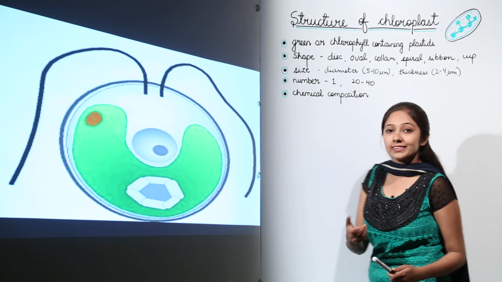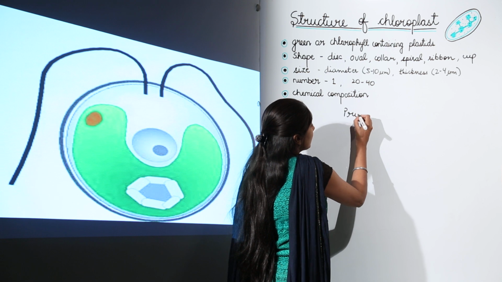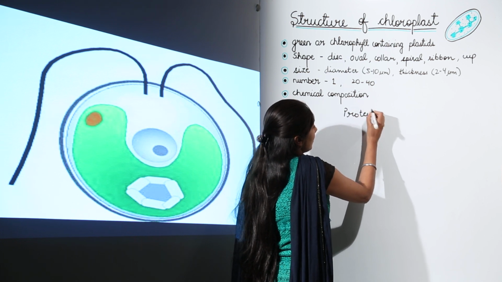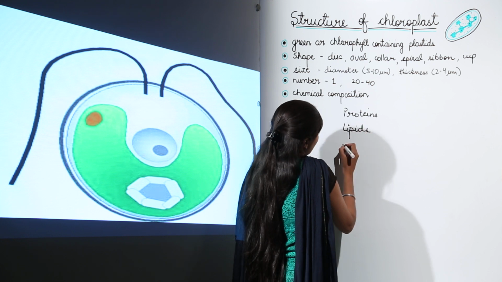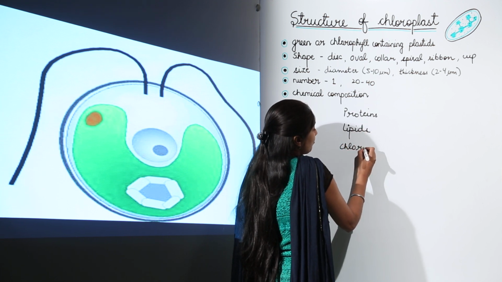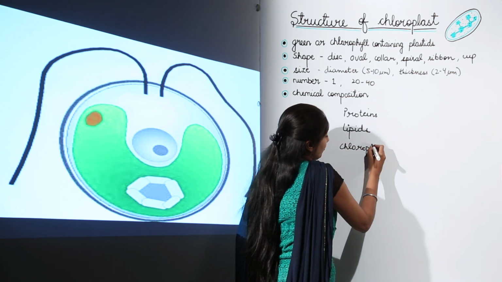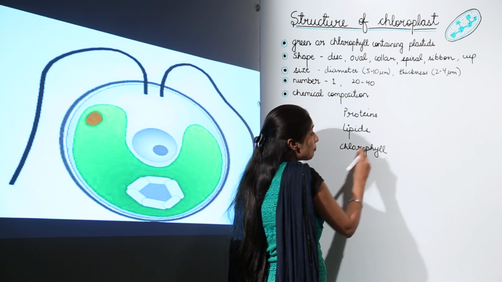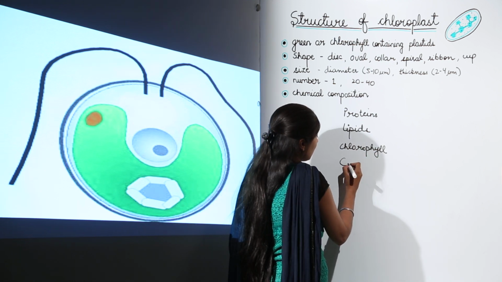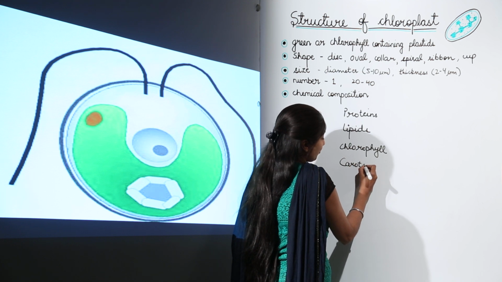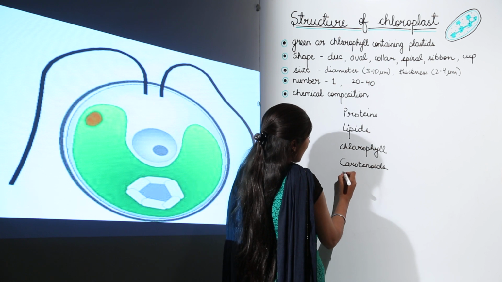So what do chloroplasts contain in terms of the components? They contain proteins, lipids, chlorophyll, the pigment which actually provides green color to these structures. But with chlorophyll, they also contain other colored pigments, that is carotenoids. Then after carotenoids, they have genetic material.